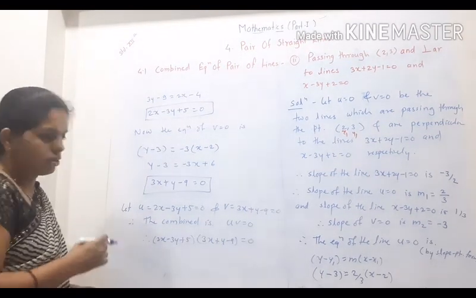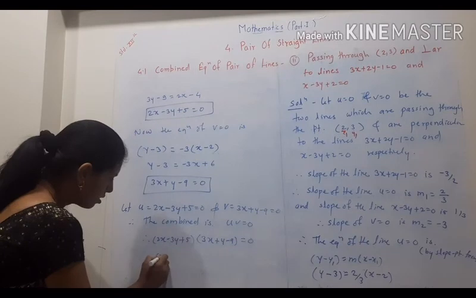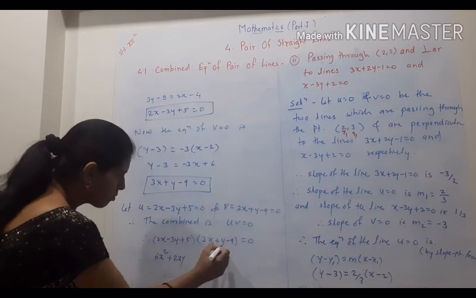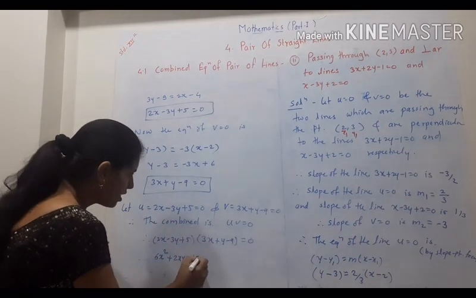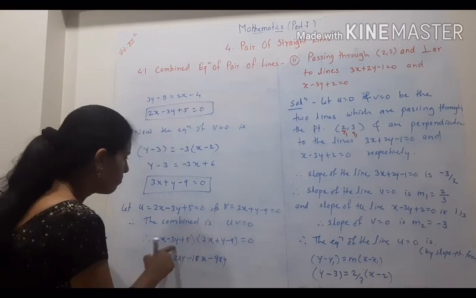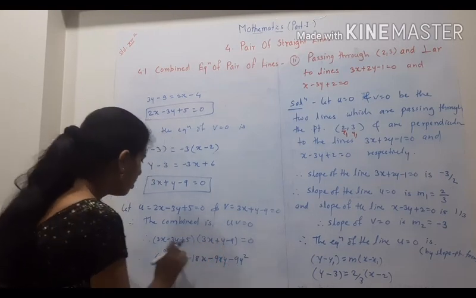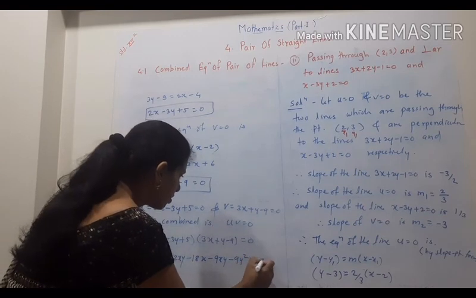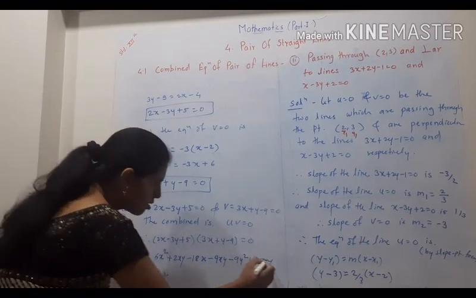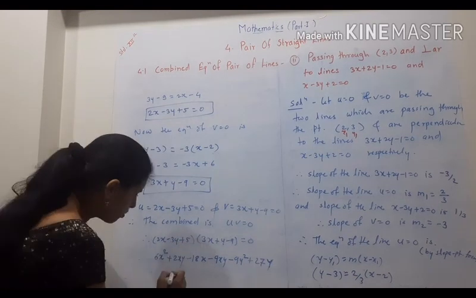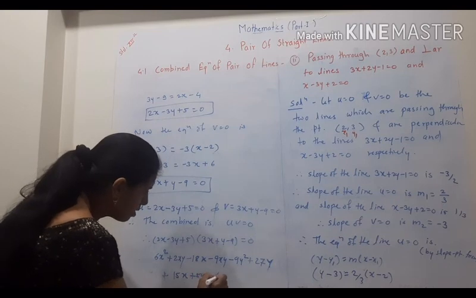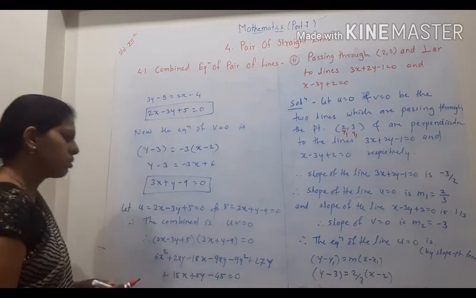Let us take the product. 2x into 3x is 6x square, plus 2xy, minus 18x, minus 3y into 3x, minus 9xy, minus 3y into y, minus 3y square, minus 3y into minus 9, plus 27y, plus 5 into 3x, 15x, plus 5y, minus 45 is equal to 0.